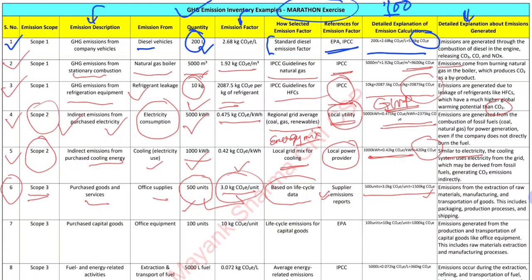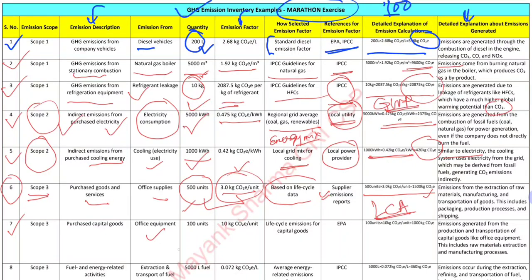So these emissions are from the extraction of raw material, manufacturing, and transportation of the goods. Basically, we are following the life cycle inventory, life cycle assessment approach. This includes packaging, production process, and shipping also. Next example for scope 3 is purchased capital goods.